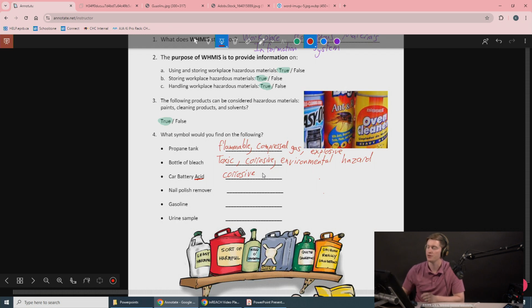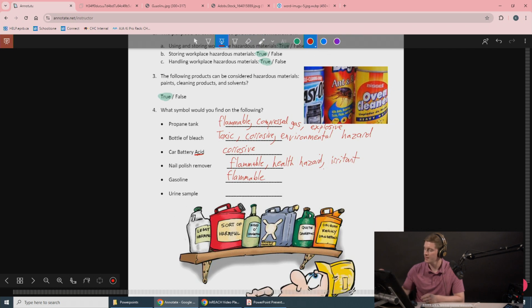Nail polish remover. A lot of nail polish remover is based on a chemical called acetone. You don't need to know that, but acetone does happen to be flammable. But you could also have health hazard on here for long-term exposure, and you could definitely have the irritant exclamation mark symbol. Gasoline, absolutely flammable. A urine sample, anything that's coming from another human, we're going to label as biohazard.